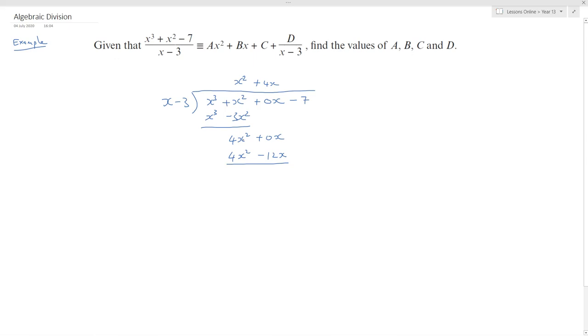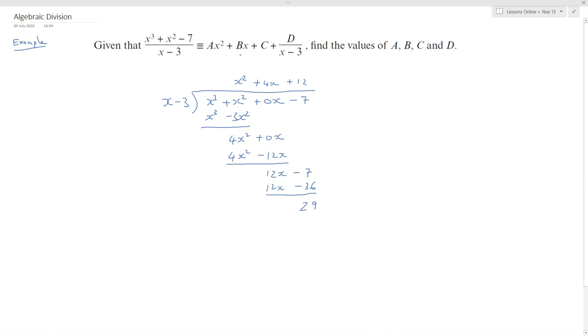Subtract again, they cancel. 0 minus 12x gives me 12x, and then I drop the minus 7 here. So what do I need to do to x minus 3 to give me 12x? Multiply by 12, so it's plus 12. And if I multiply x minus 3 by 12, I get 12x minus 36. The 12x's cancel. Minus 7 minus 36 gives me minus 43.